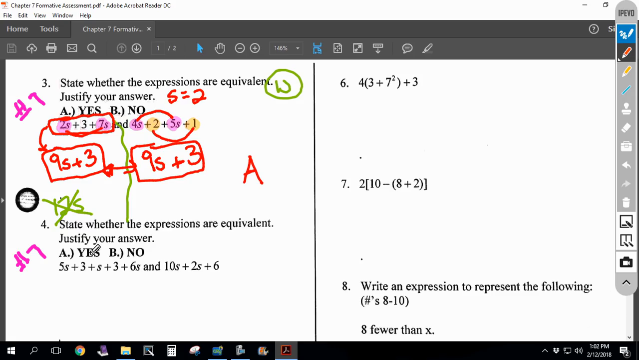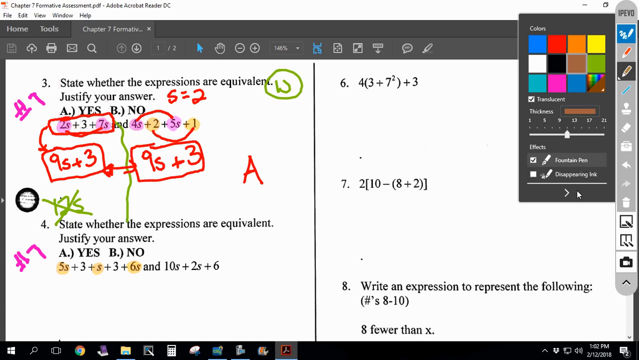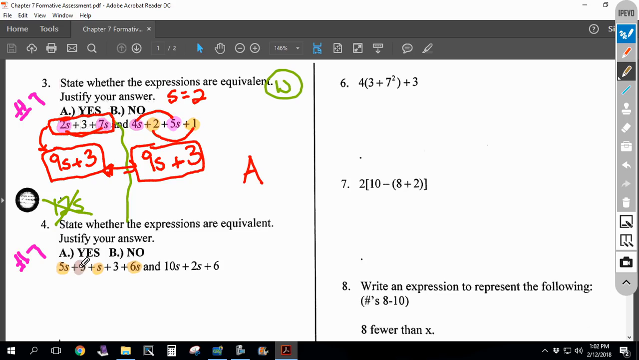Okay. Number 4, same thing here. We're doing the exact same skill. So we have 5 sharks here. We have 1 shark there, and we have 6 sharks there. Okay. Change colors. We'll see if there is anything like the constants. And I see, yep, there's a constant of 3. There's a constant of 3. So right now, I know that anything in orange right there, I think I can combine. So I have 5 sharks and 1 shark. That makes 6 sharks. I have 6 sharks and 6 sharks. That makes 12 sharks. Plus, I have 3 and 3. Those are just constants. They can also be combined to make 6.